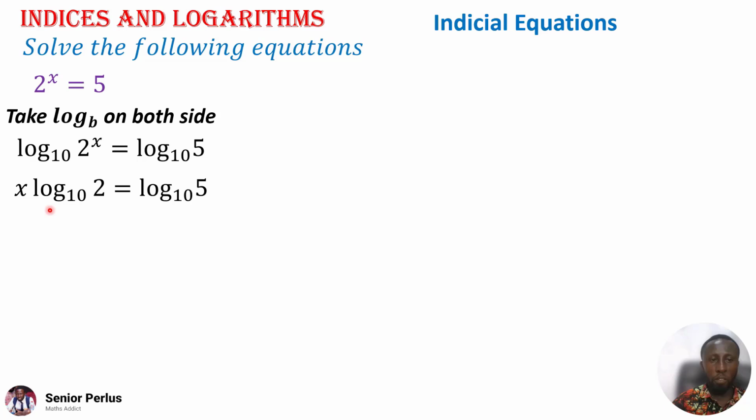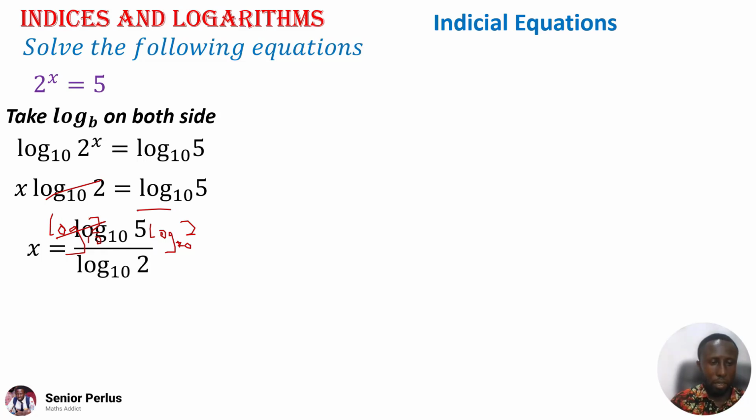We are solving for s, right? So we just divide both sides by log 2 to the base 10, so that this one will cancel. Then divide here too by log 2 to the base 10. So this and this will cancel, then we are left with this. Yeah, so therefore our s is equal to this.